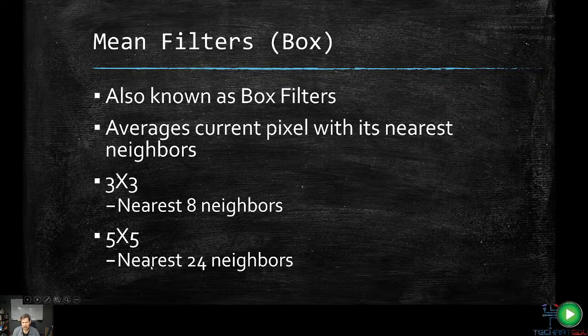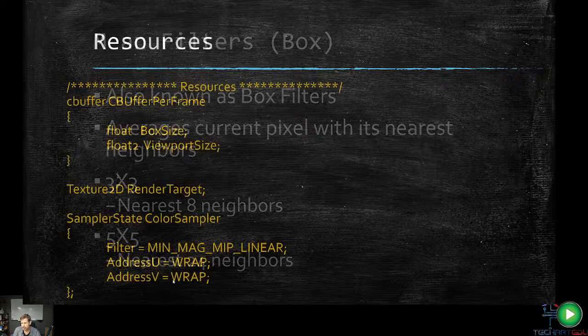Mean filters are just simple box filters. They average the current pixel value with its nearest neighbors. If you have a 3x3 matrix, it's going to average all the pixels surrounding it, and that gives you the 3x3 average of the center pixel. If you do the same thing at 5x5, it's going to average the nearest 24 pixels.